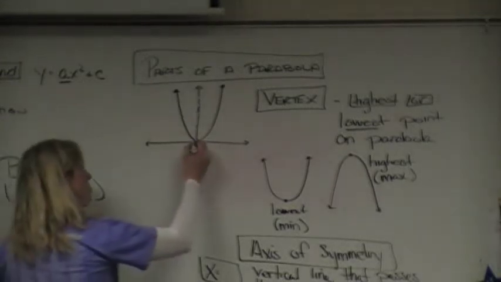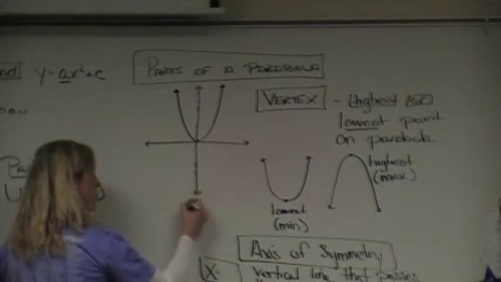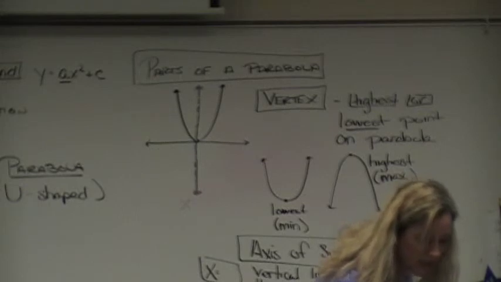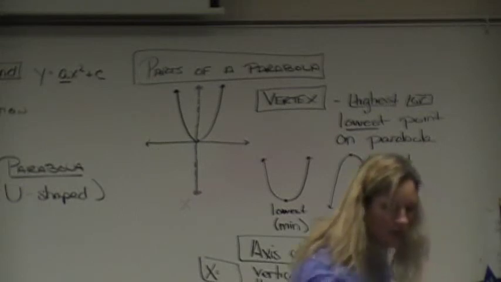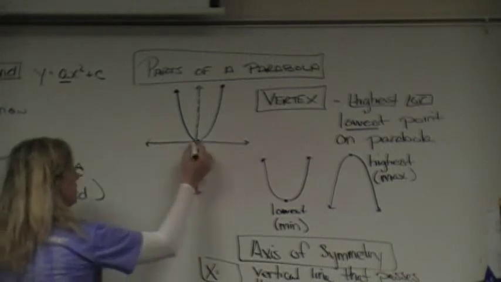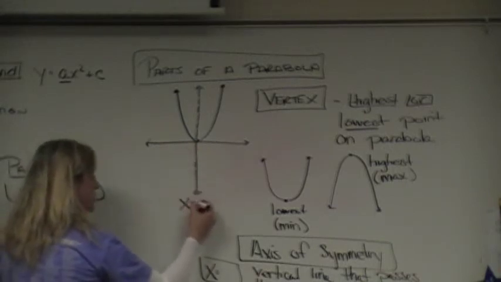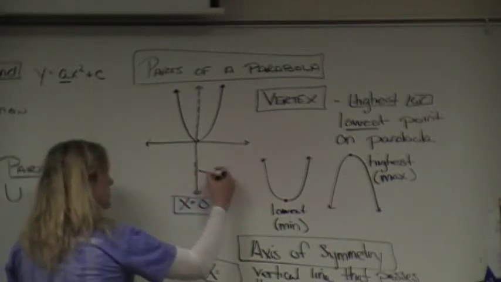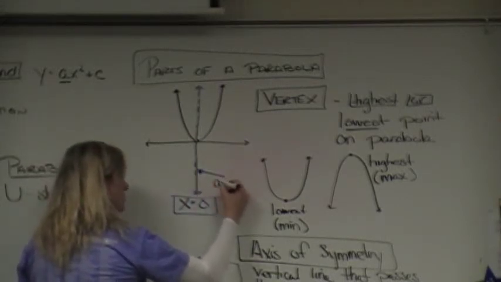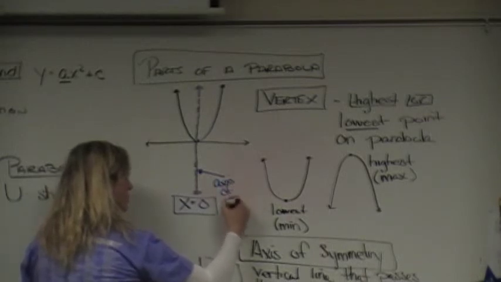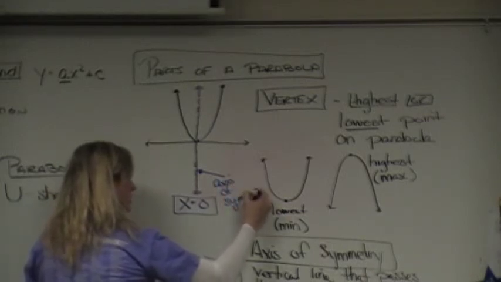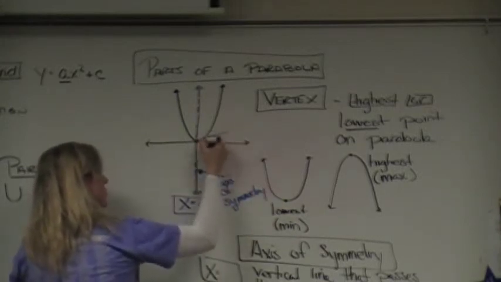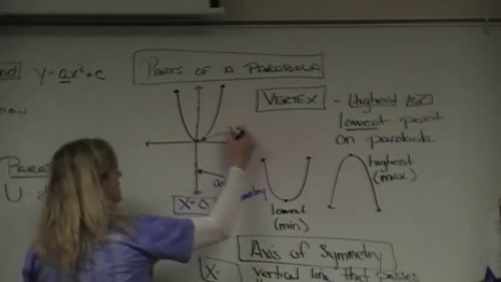So guys, can you tell me what this is as an x? X equals what? What would my equation be? X equals 0, exactly. Because isn't this 0 on the x-axis? So this would be the equation x equals 0 for my axis of symmetry. So let's identify this as the axis of symmetry. And this is called what again? The vertex.